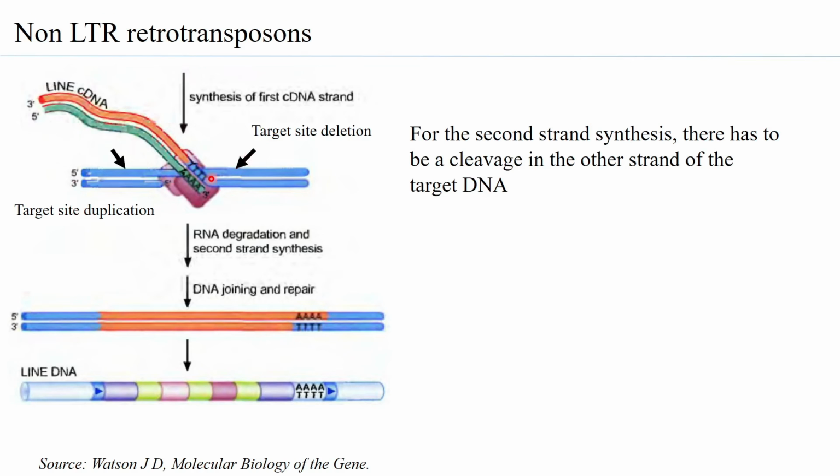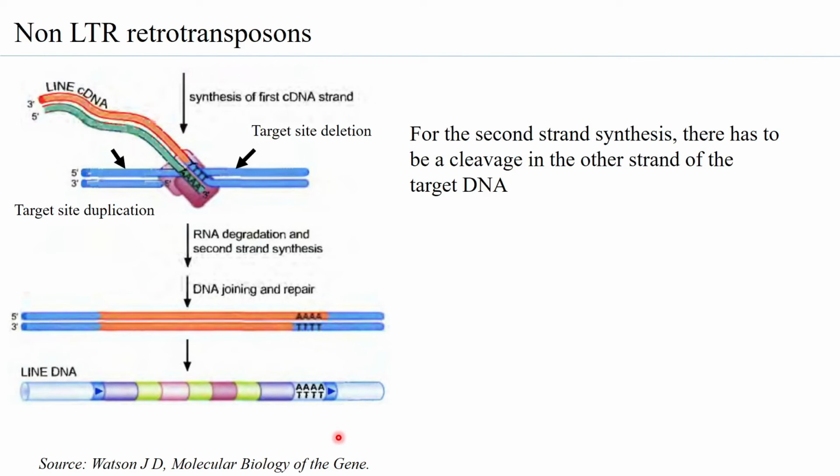And once the cut has been made, this RNA is degraded by the RNase H, and now this complementary DNA is available for synthesis of the second strand. So you can see how the second complementary DNA strand is synthesized. This is what has been synthesized, and then of course you have the DNA joining taking place by the repair proteins in the host. So what you see now is the LINE DNA is present in the target DNA region.